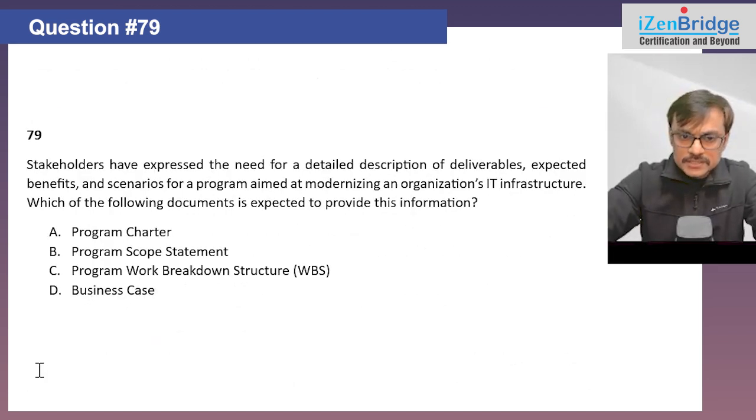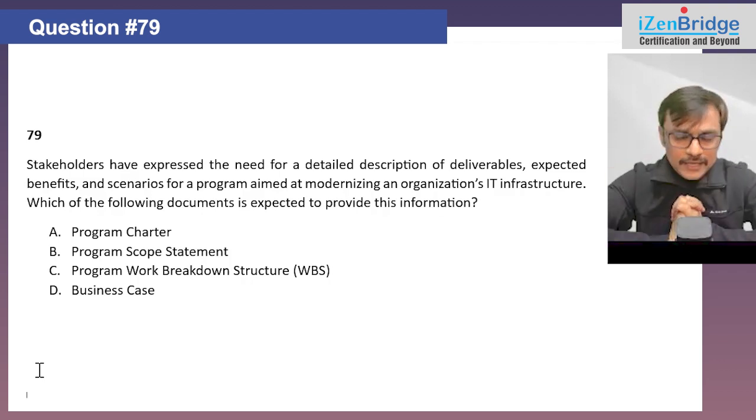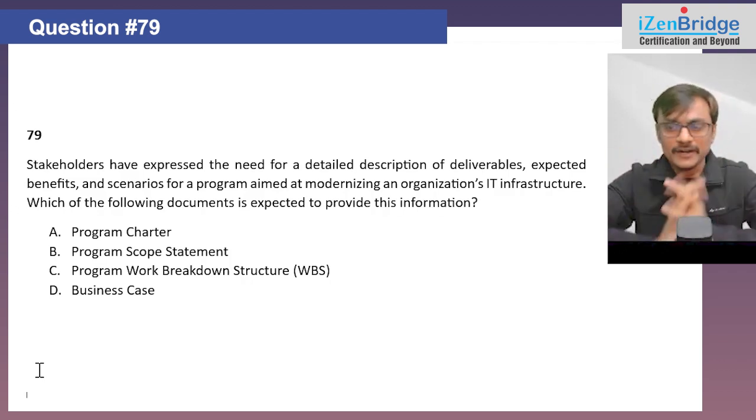Stakeholders have expressed the need for a detailed description of deliverables, expected benefits, and scenarios for a program aimed at modernization of an organization's IT infrastructure. Which of the following documents is expected to provide this information? Straightforward question, which is saying out of these documents, which document has a list of deliverables, expected benefits, and usage scenario, usage pattern, those details.